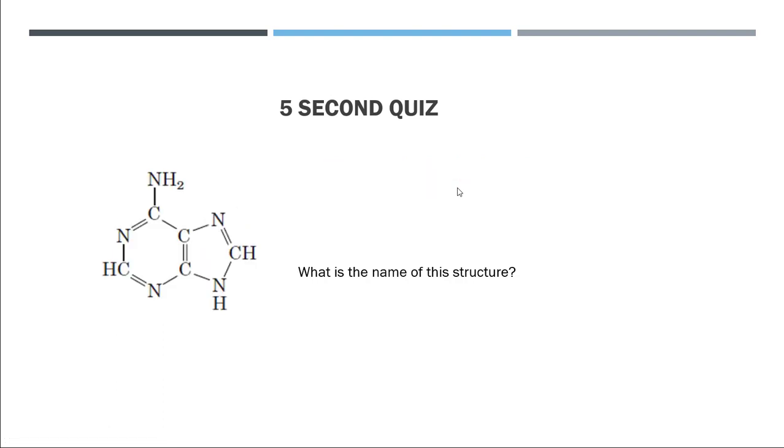What is the name of the structure? 5, 4, 3, 2, 1. This is adenine. Fine, because N is on the top.